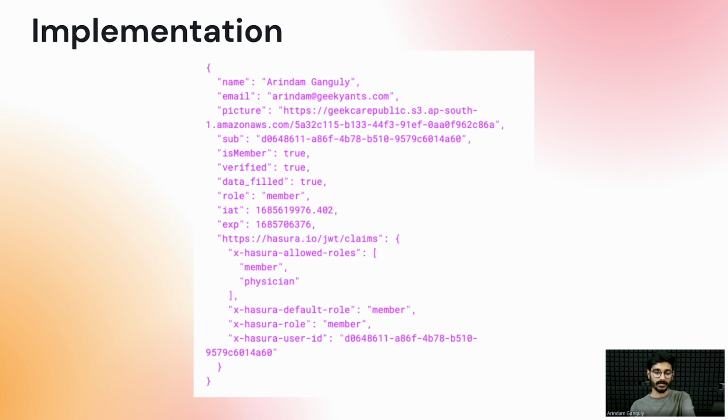So it will ensure that, for example, this user Arindam Ganguly, who has the member role, would be able to access only the routes which are specific to the member and not to the physician, right? And vice versa. For example, if this role had been physician, then the routes or the modules for the member would not have been accessible by the physician.